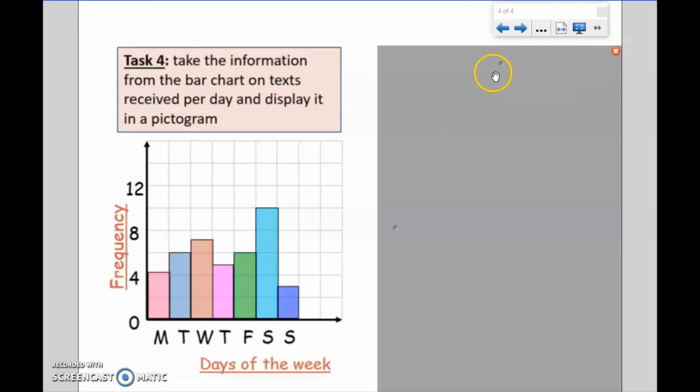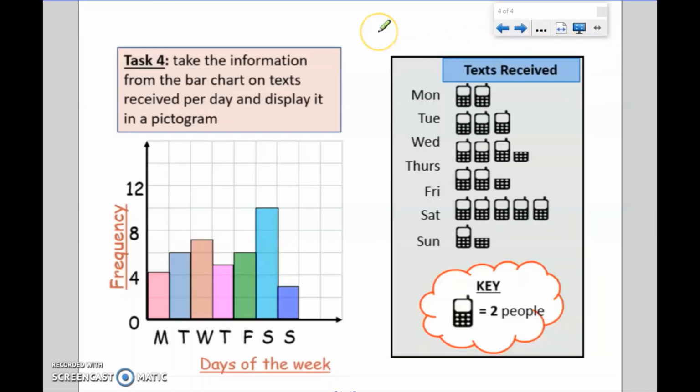Okay, welcome back. Let's have a little look at my final answer. Okay, I've gone ahead with an image of a mobile phone representing 2 people. You've probably chosen a different image, I'm not sure. You may have had your image representing 3 people or 4 people, but I felt that 2 people was appropriate for this question. I've included a title of texts received to give some context to the information.